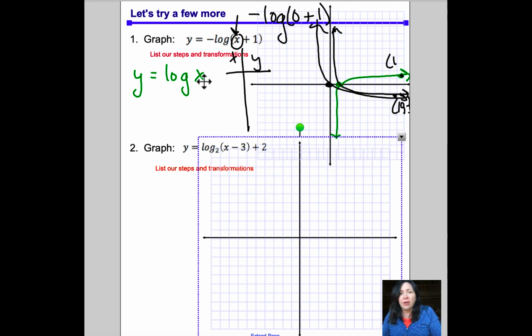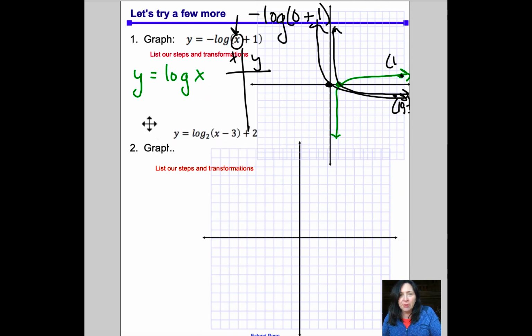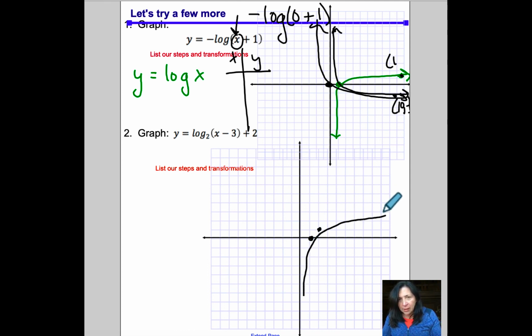So we already know, let me move this up, that this graph right here has a point at (1, 0). If it's base 2, it's (2, 1). If it's base 10, it's (10, 1). If it's base 5, it's (5, 1), etc. So I know this graph does this already. Now, what are all my transformations doing?